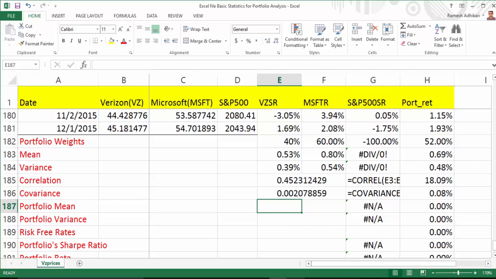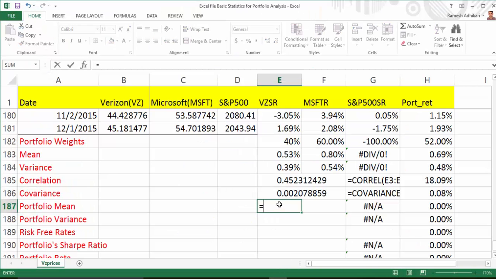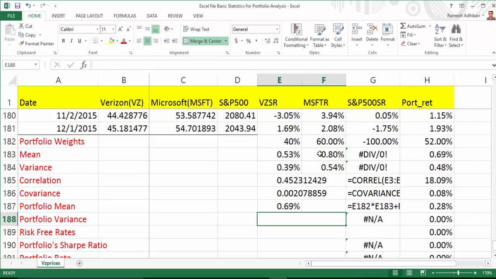If you want to calculate the portfolio mean here, if you go to the PowerPoint, you see the portfolio mean is the weighted average of individual stocks. So here, what you would do is the weight on Verizon times the mean return of Verizon, plus the weight on Microsoft times the mean return on Microsoft. This is how you get the portfolio mean, which is 0.69%.